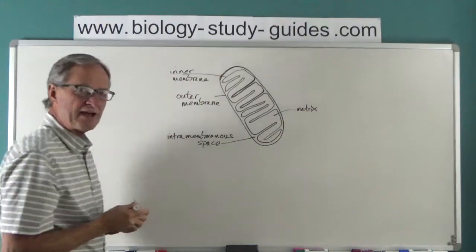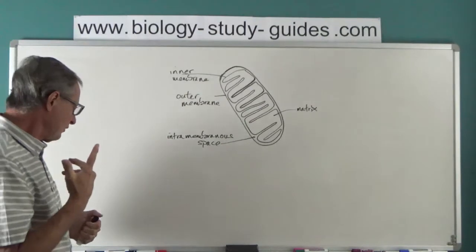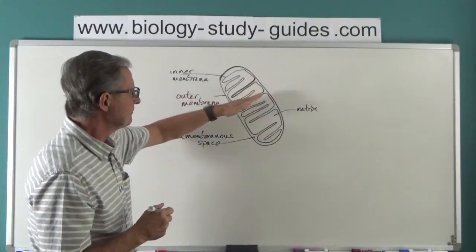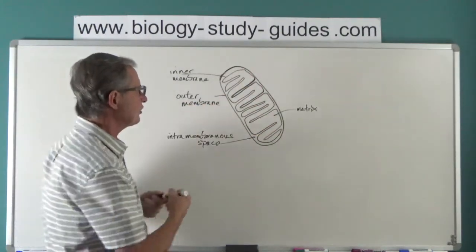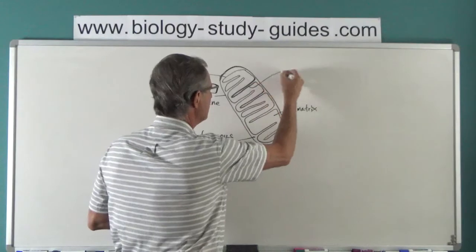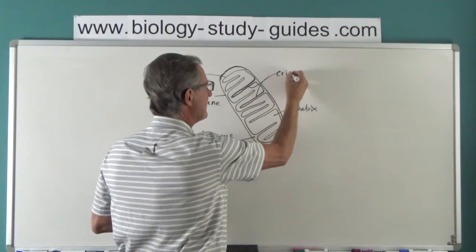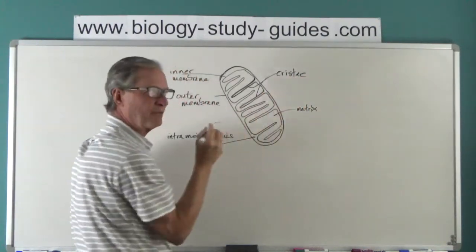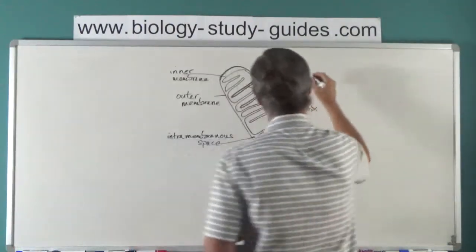Now I said there were 5 parts, and those are all the things I've drawn, except we can identify these layers of membranes, if you like, and they're called cristae. So this and this, these 2 pieces, cristae, one of them is a crista, without the E on the end. So cristae are the shelf-like membranes inside.